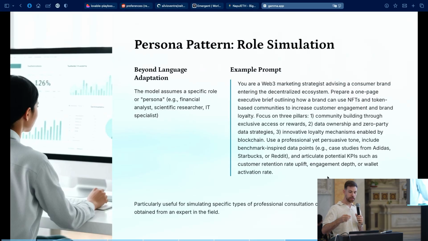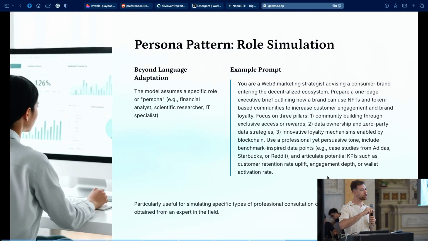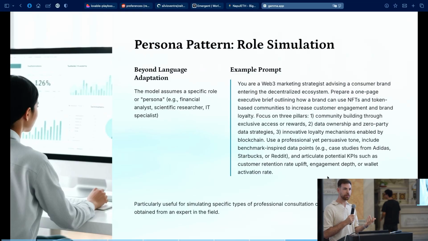So you are going to interact with someone who has a specific role. In this case, the LLM is going to be a Web3 marketing strategy advisor, and it has specific skills, of course. It's very important because whenever you make the LLM assume a specific role, it's going to have all the skills that a real marketing manager, a real Web3 marketing strategist, has in real life.